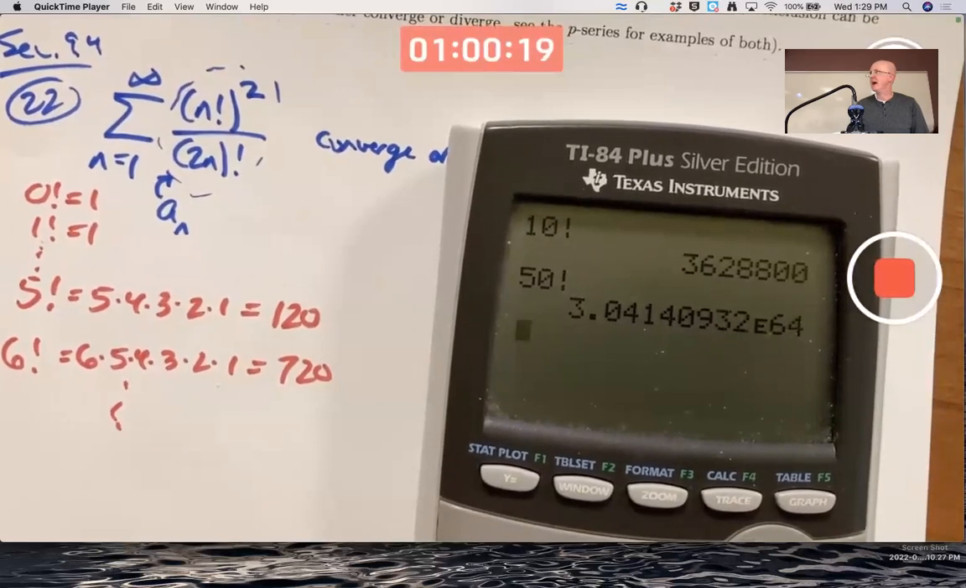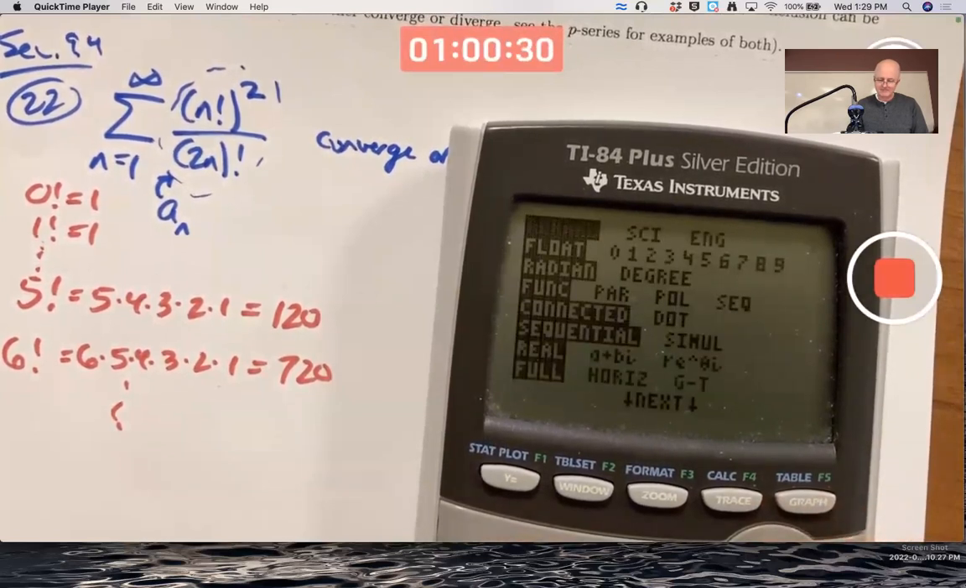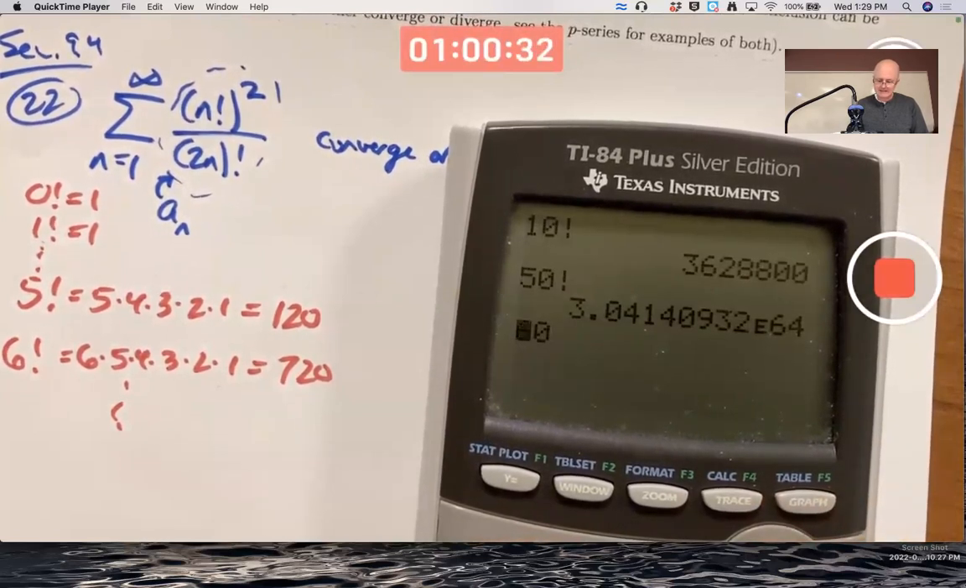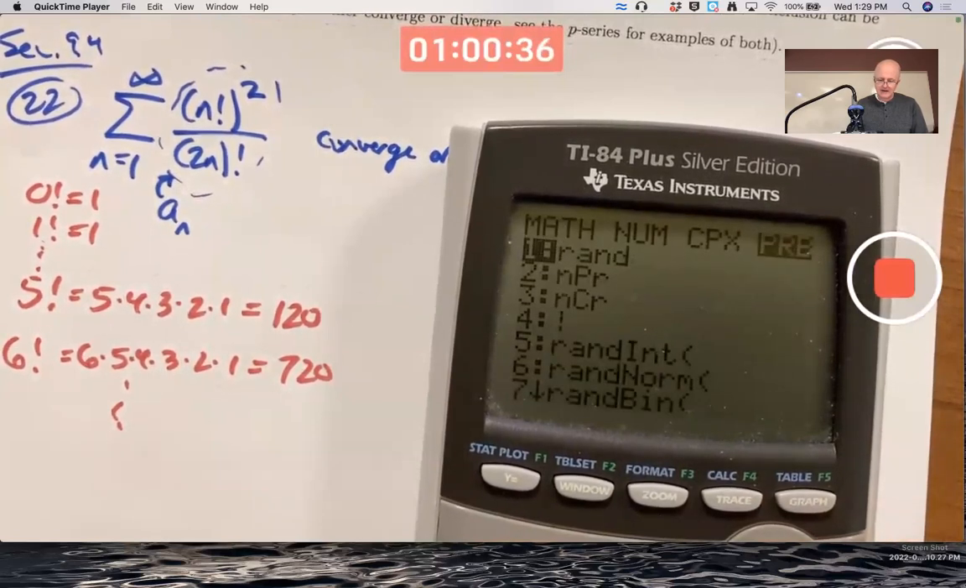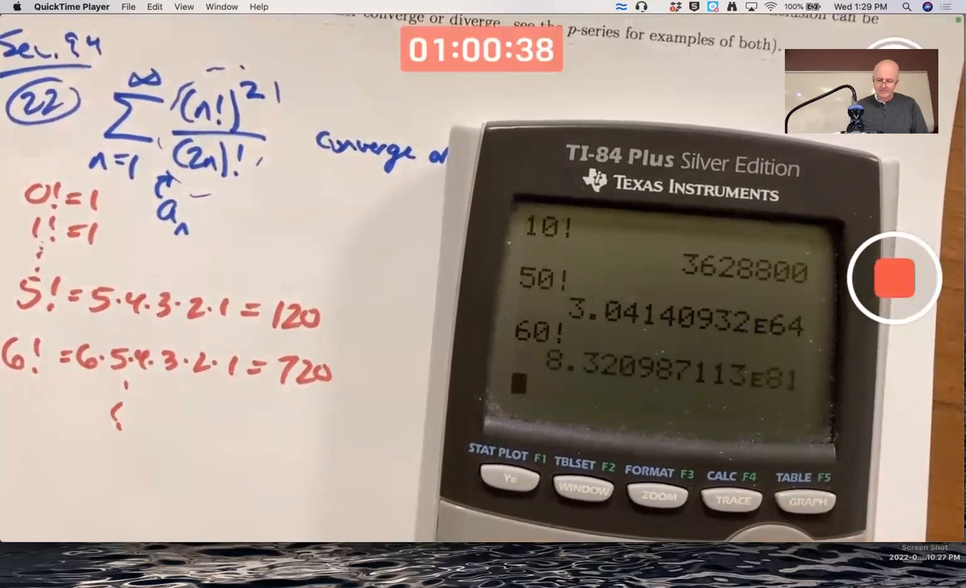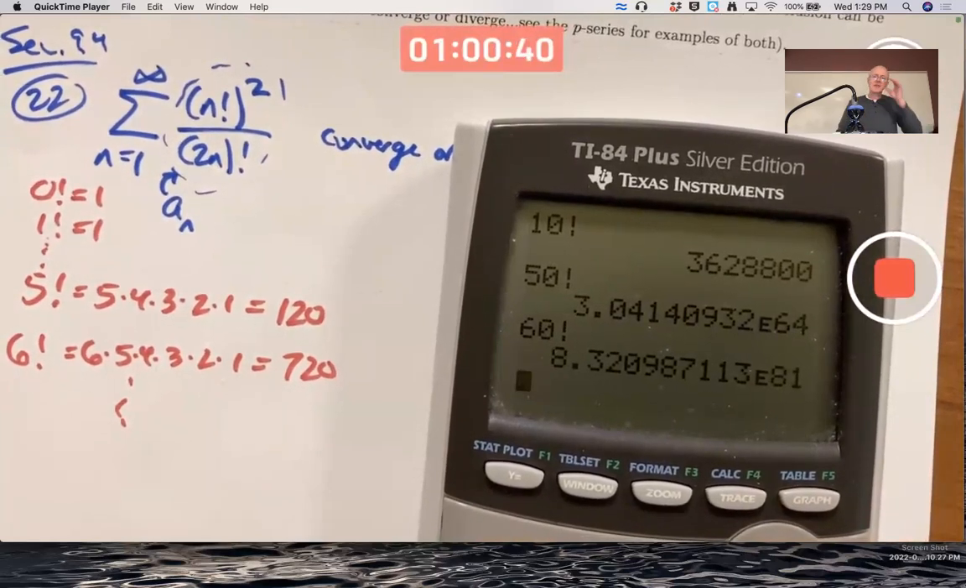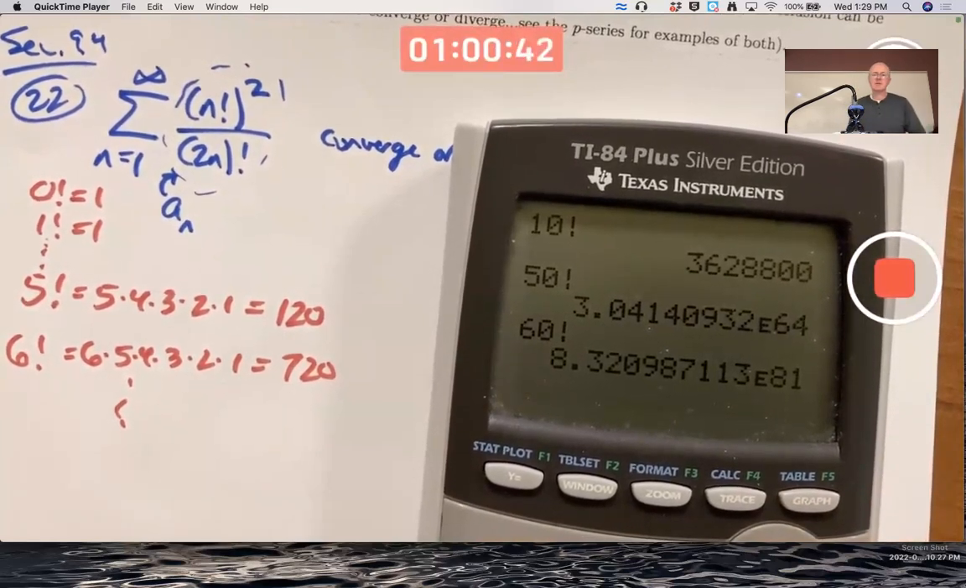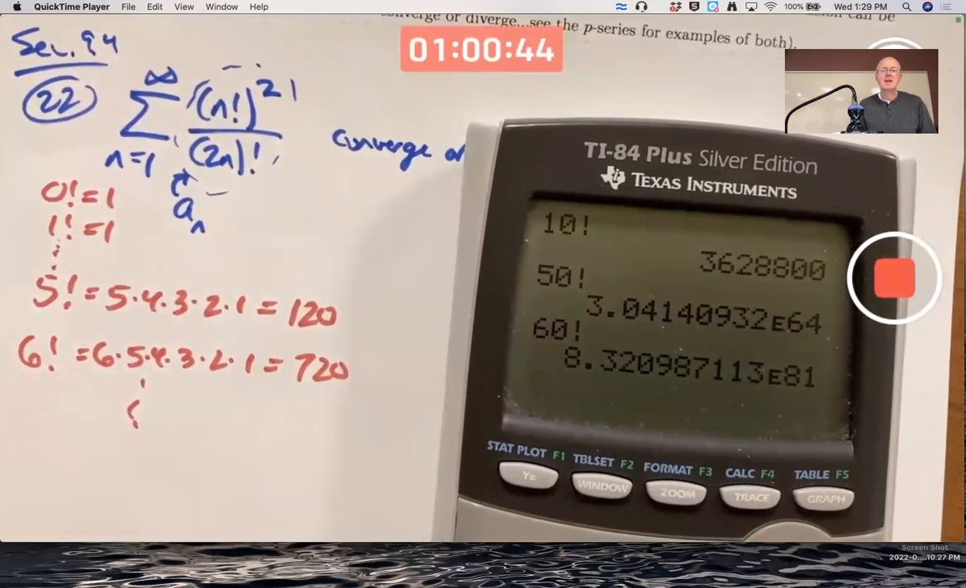That's probably more than the number of atoms on the Earth. By the time you get to 60 factorial, we might be more than the number of atoms in the observable universe. Somewhere in that ballpark is the number of atoms in the observable universe. These factorials go very big, very rapidly.